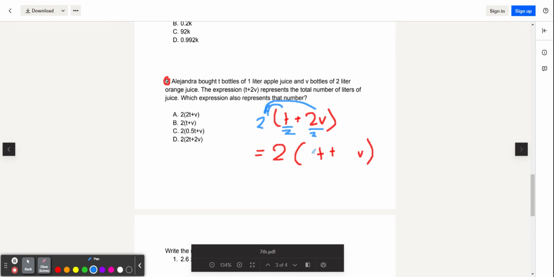So, what is T over 2? Well, of course it's half T, or 0.5T. And what's 2V divided by 2? Well, of course, it's just V. This gives us C as our answer.